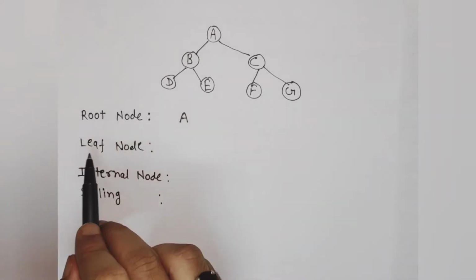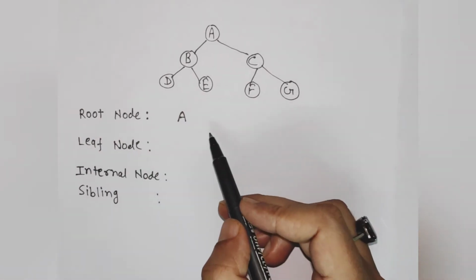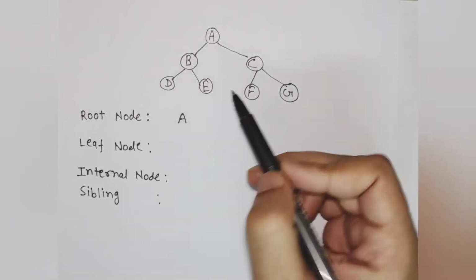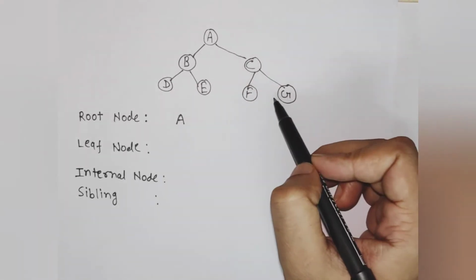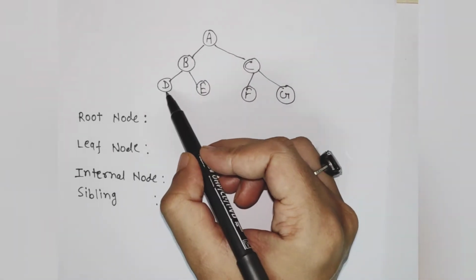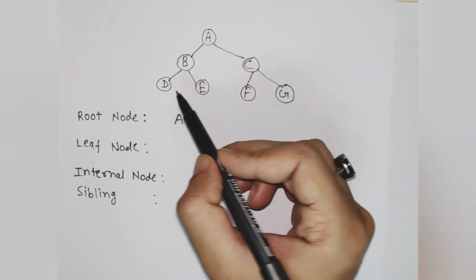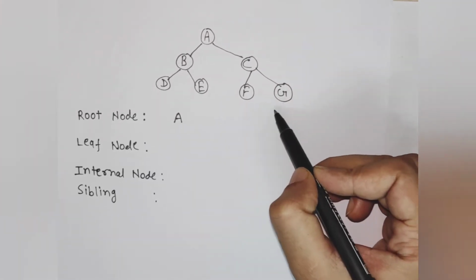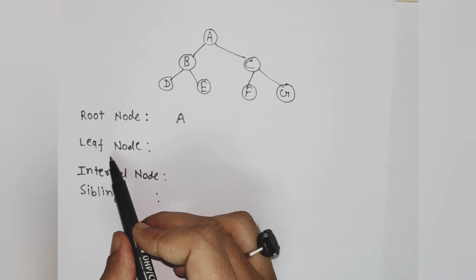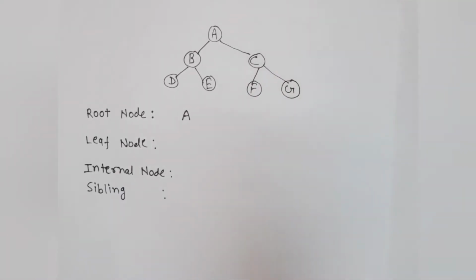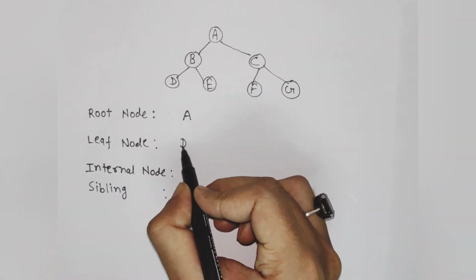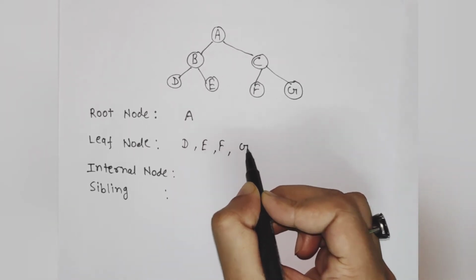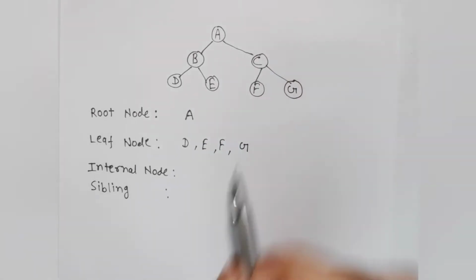Now let's see what is leaf node. So leaf nodes are those nodes which don't have any children. So in this tree you can see that D has no children, E has no children, F has no children and G has no children. So leaf nodes are the nodes which have no children. So D, E, F and G are our leaf nodes in this tree.